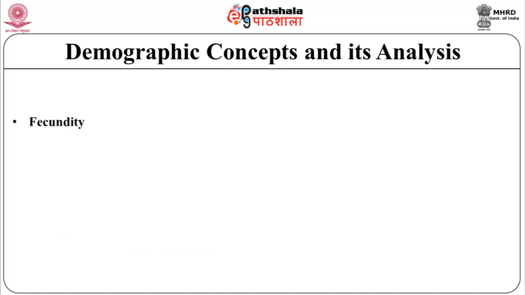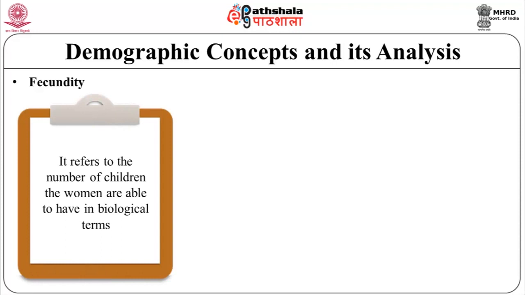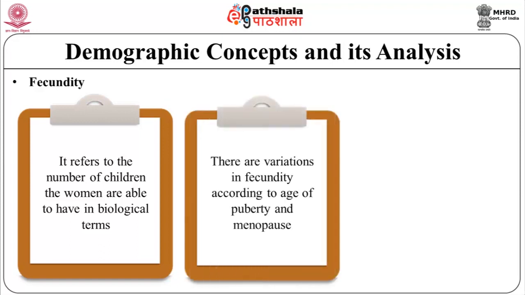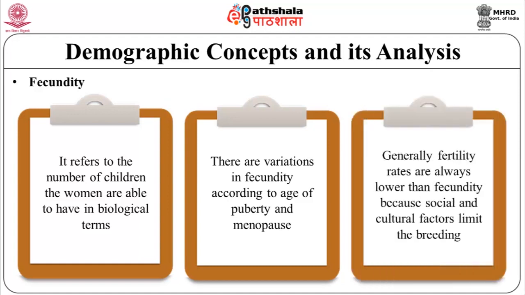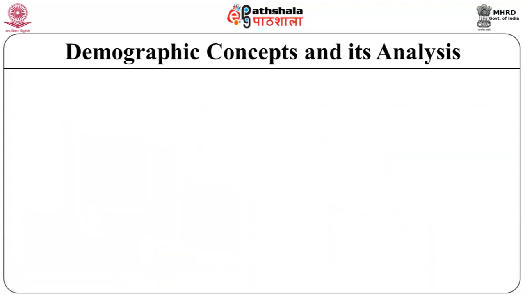Now let us see fecundity. Fecundity refers to the number of children women are able to have in biological terms. There are variations in fecundity according to the age of puberty and menopause. Generally, fertility rates are always lower than fecundity because social and cultural factors limit the breeding.